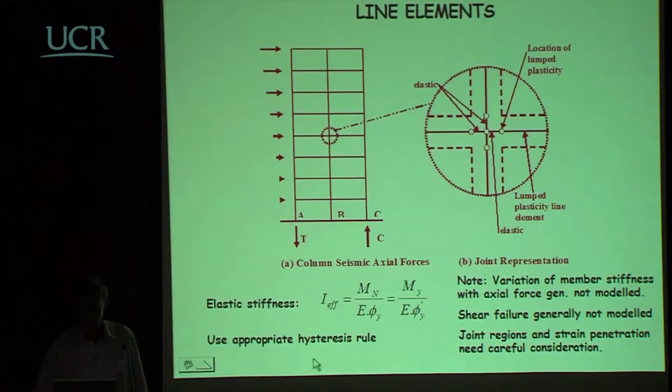So we would determine the effective stiffness, having designed our structure, based on moment curvature analysis of the particular section, so we can determine what its effective moment of inertia is. We note that the variation of member stiffness with axial force is generally not modeled. Shear failure is generally not modeled, but if we're doing a design verification, then we should have made sure by capacity design approaches that our shear strength exceeded the maximum feasible shear demand, and this should not be a problem. Joint regions and strain penetrations at the base of the structure need careful consideration.